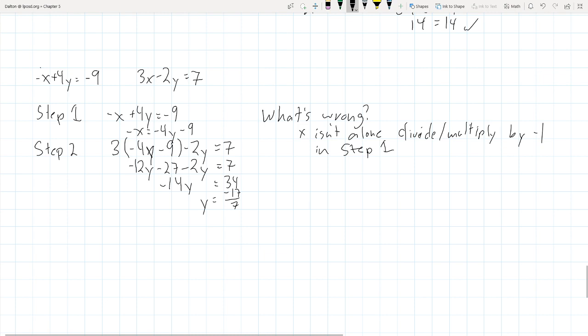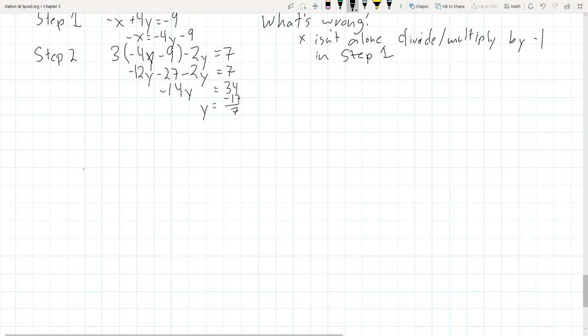Okay. Finally, for this one, number 12 asks us to write a system of linear equations that has the ordered pair as its solution, and it gives us the ordered pair of 1, 4. So what that means is that we need our x to equal 1, and we need our y to equal 4.